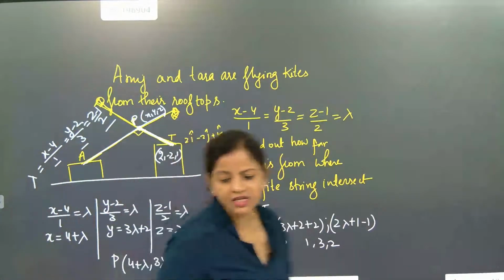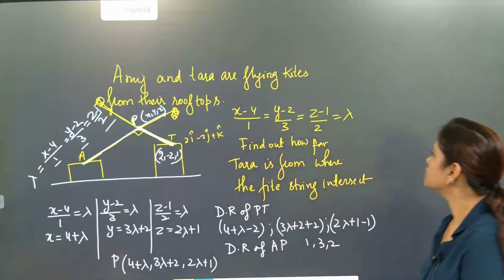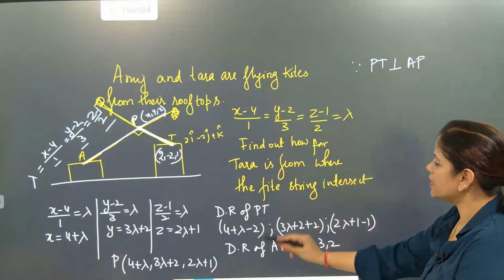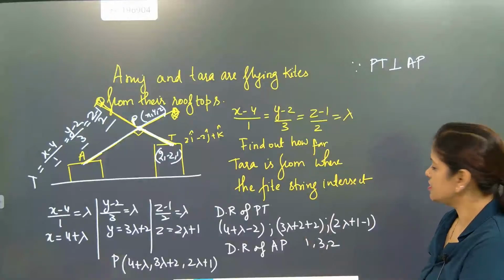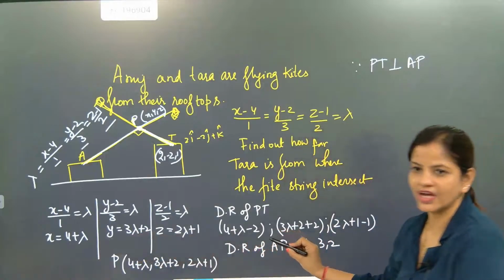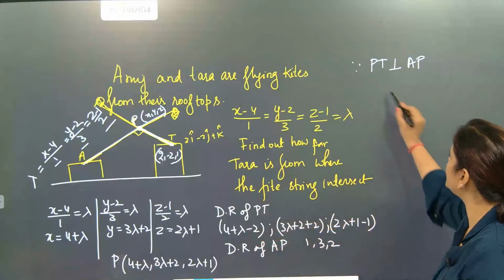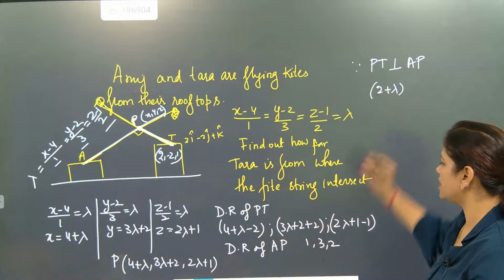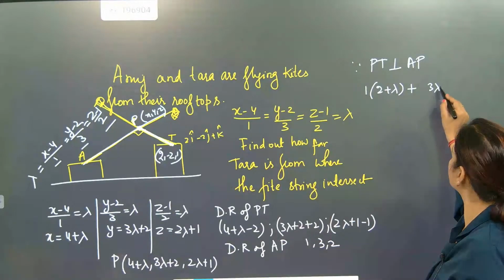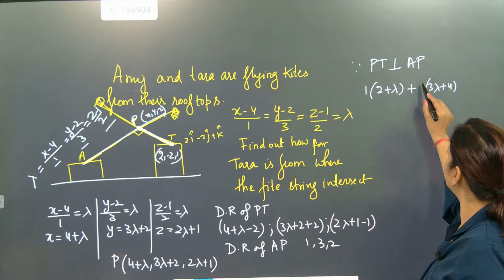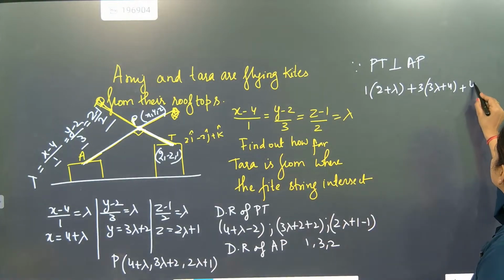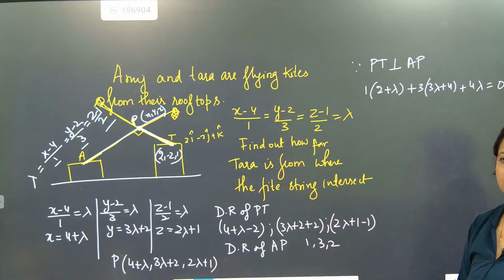Now since PT is perpendicular to AP, the product of their direction ratios will be equal to 0. So beta, I hope you have understood. 4 minus 2 will become 2, so (2 + lambda) into 1, plus (3 lambda + 4) into 3, plus (2 lambda) into 2, that is 4 lambda, and that will be equal to 0.